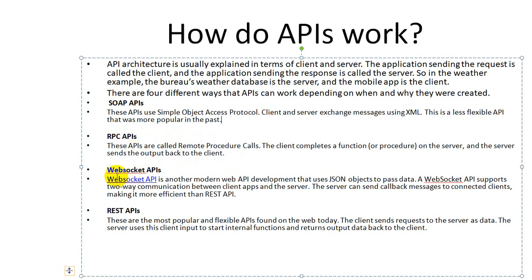WebSocket APIs are another modern web API development that uses JSON, not XML. So there are two ways normally used to communicate between applications: one is XML, one is JSON. A JSON object is used to pass data. A WebSocket API supports two-way communication between the client application and the server. The server can send back a callback message to the connected client, making it more efficient than REST APIs. This is another use case.